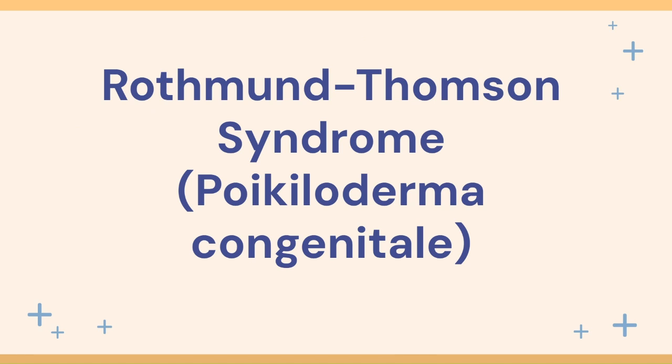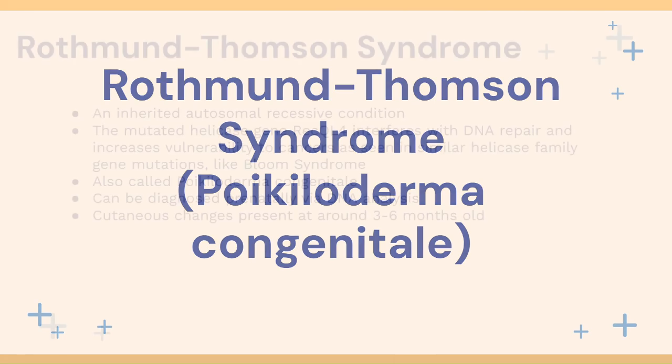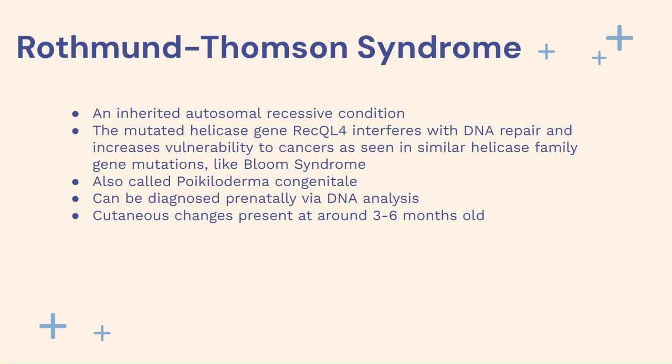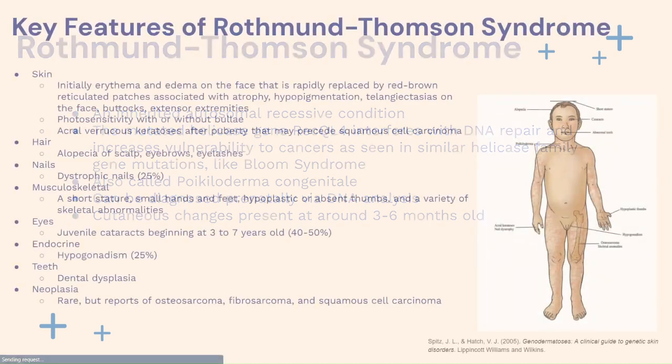Rothmund-Thomson here. Rothmund-Thomson, also known as poikiloderma congenitale, is an AR condition that is in the mutation for the RECQL4 gene, also in the DNA repair helicase family like Bloom. Poikiloderma congenitale gives you the clues to what you're going to find, so use that. Presents pretty early on as well.